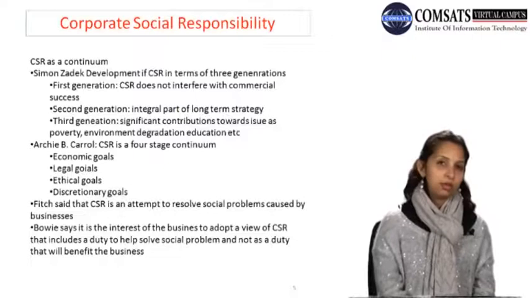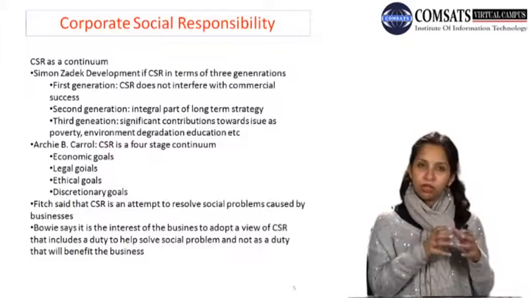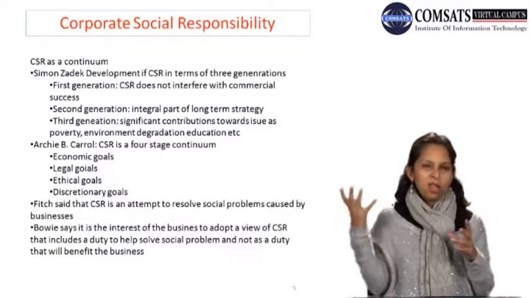So according to Simon Zadek, these were the three generations that a company follows. Company jo hai sabse pehle first generation mein banti hai, usme company apni success ko dekh rahi hoti hai aur CSR ke baare mein bahut kam soch rahi hoti hai ya nahi soch rahi hoti.